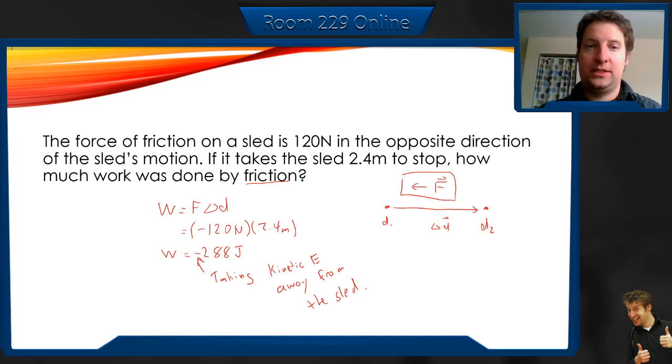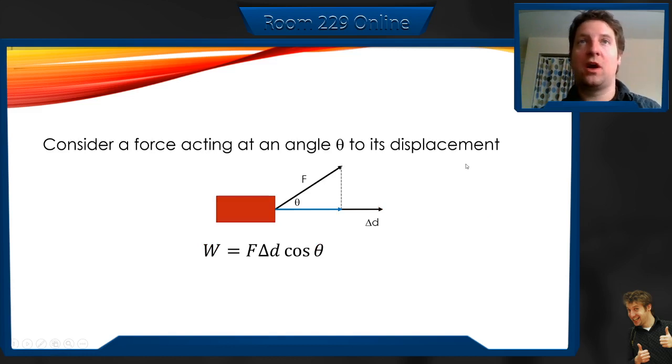So again, this is the energy done by the friction in removing energy from the sled. Okay, the sled has lost energy now. So the question then becomes, what happens if the force isn't in the direction of the displacement?